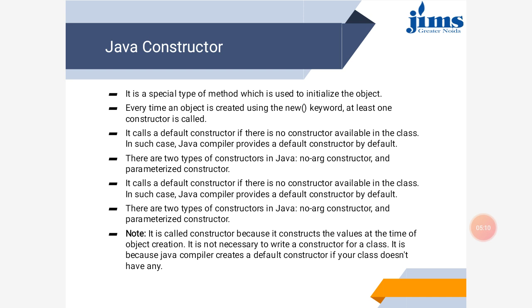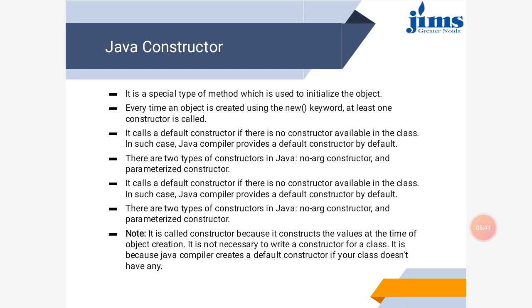There are two types of constructors in Java: no-argument constructor and parameterized constructor. Means either you are not passing any value in the constructor, or you can pass values in the constructor. It calls a default constructor if there is no constructor available in the class. In such a case, the Java compiler provides a default constructor by default.